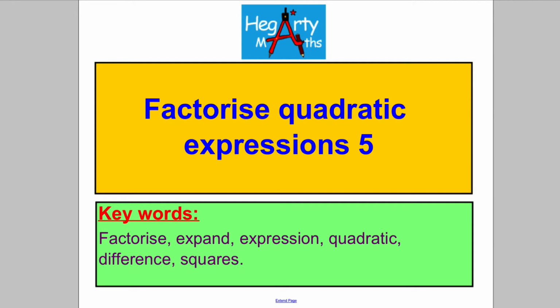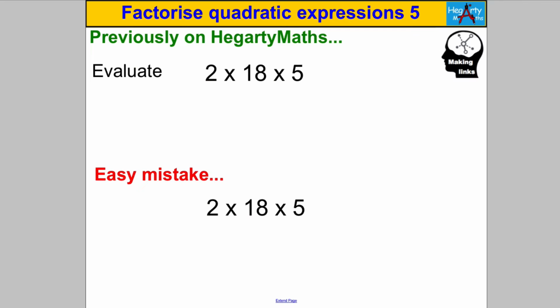It's our fifth video on factorising quadratic expressions. We're going to try and factorise quadratics where we have a negative coefficient in front of x squared. Just to start with, a couple of things that's going to be useful in this video.